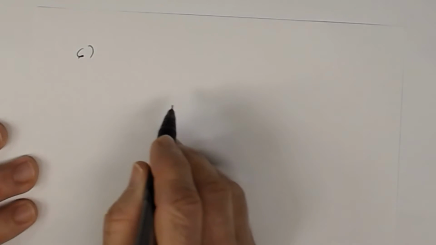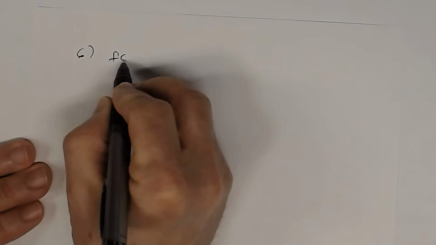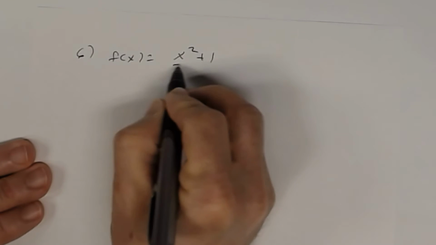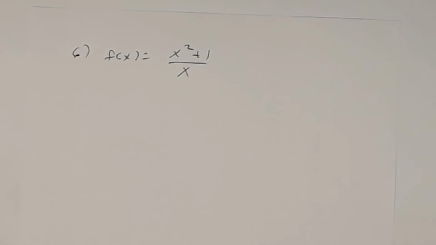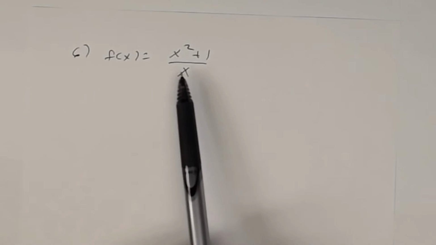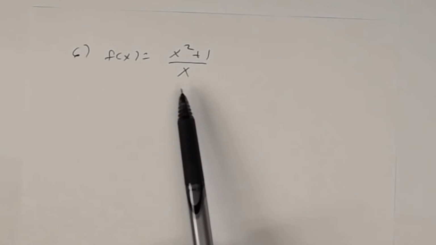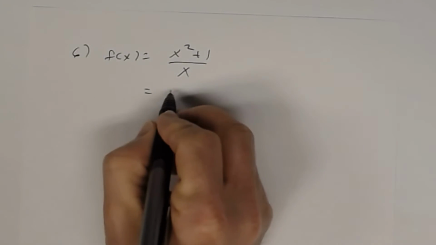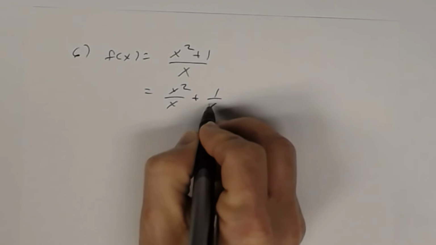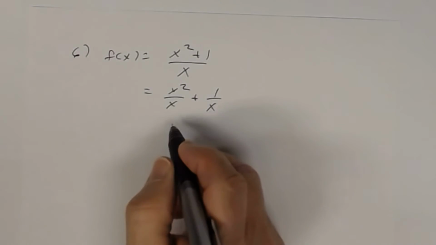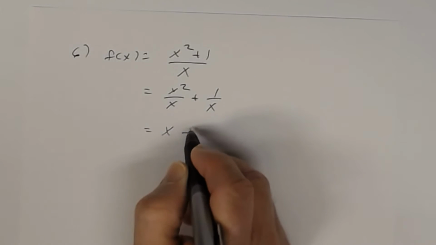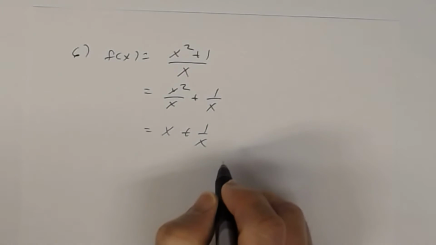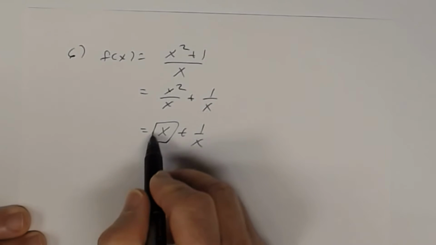Here's number 6. You have f of x is equal to x squared plus 1 divided by x. Now, notice that in this case, the denominator is a monomial. So remember, when you're dividing a polynomial by a monomial, you're going to write it as 2 fractions. So that's going to equal x squared divided by x plus 1 divided by x, right? And then reduce. So that's x squared divided by x is x plus 1 divided by x. And so this is your quotient.